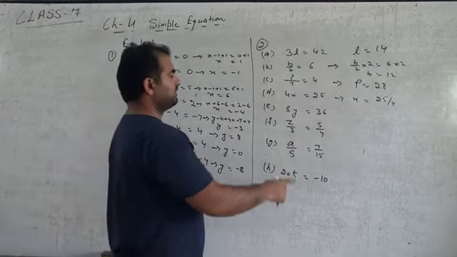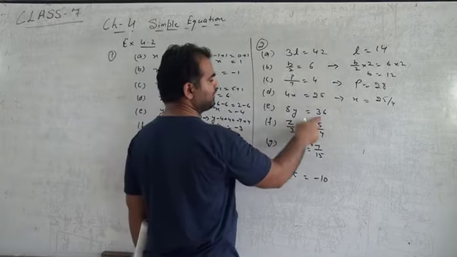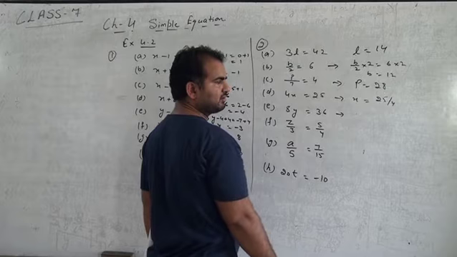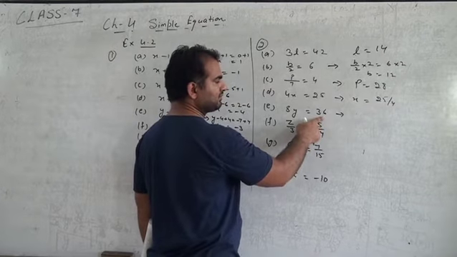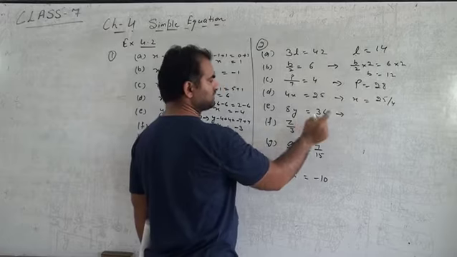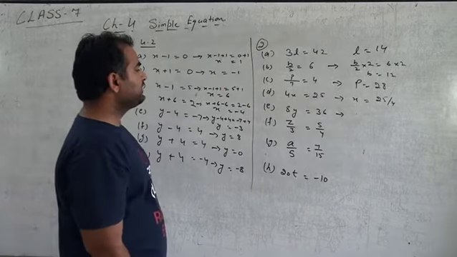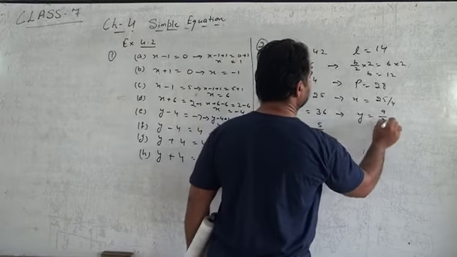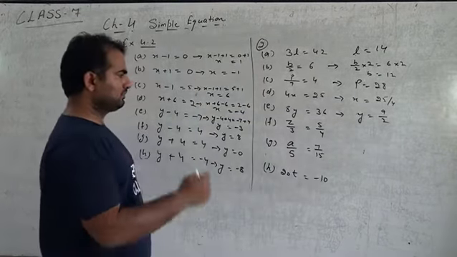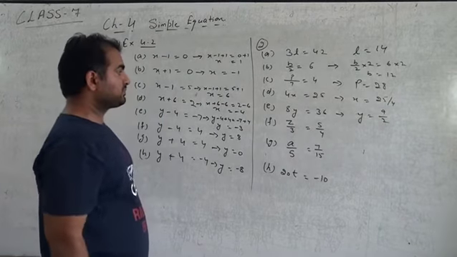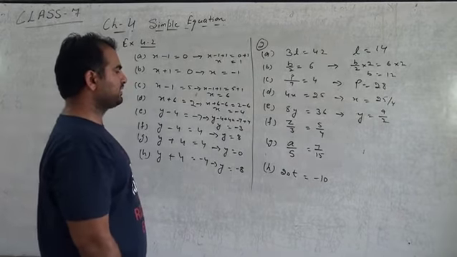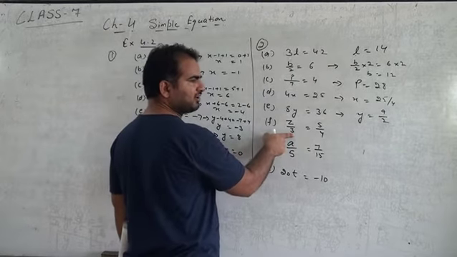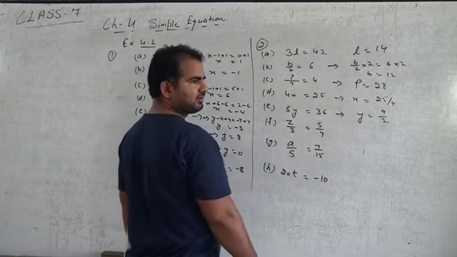Next, this will also be divided by 8. We have to divide this also by 8. So it will be 9 by, we have to divide it by 8. Yes or no? Yes. So where we divide it by 8, it will be 9 by 2. So y equals to 9 by 2. Next, okay, next is to cancel this 3 which is at the denominator side, we have to multiply this by 3.